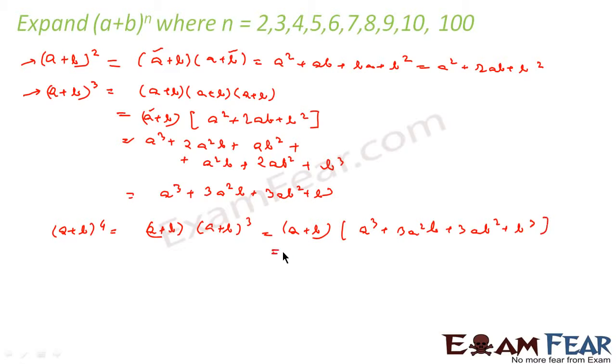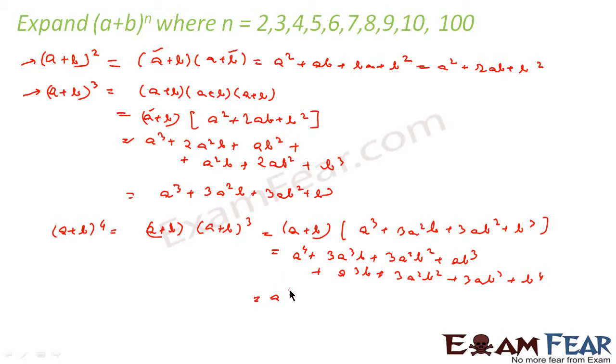If you solve this, a into a cube is a4, a into 3a square b is 3a cube b, this becomes 3a square b square, and this becomes ab cube, plus this becomes a cube b, this becomes 3a square b square, this becomes 3ab cube, and this becomes b4. So what you get is a4 plus 4a cube b plus 6a square b square plus 4ab cube plus b4. So you see, it's getting difficult. The moment you increase the power, it's getting difficult.